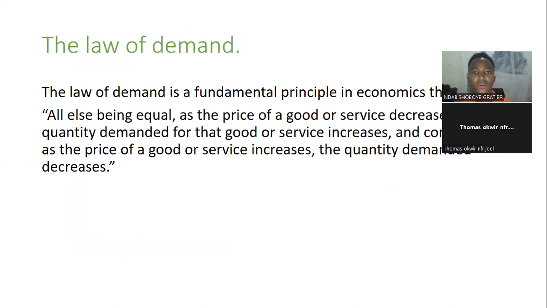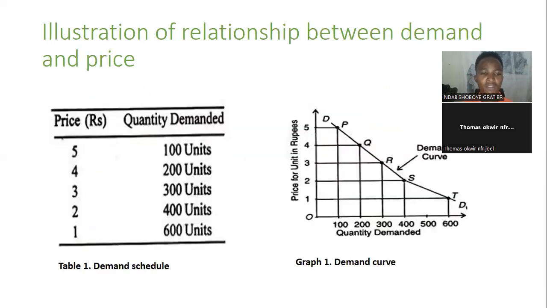The next thing we're going to look at under demand is the law of demand. The law of demand simply states that as the price of a good or a service decreases, the quantity demanded for that good or service increases. And as the price of a good or service increases, the quantity demanded decreases, leaving other factors constant, or what I called here all else being constant. So if we leave other things constant, if the price of a good increases, its quantity demanded reduces, as we have seen in the previous illustration of the demand curve. Are you able to see the demand curve?